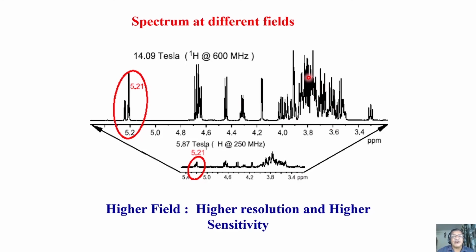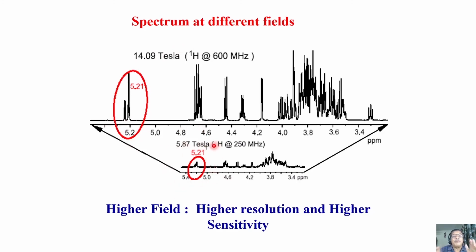This is what we were discussing all along. As you go to a higher magnetic field, you get better resolution, and the sensitivity also goes as a power of 3 by 2 of the magnetic field. Look at this particular region which is highlighted here, 5.21 ppm. Look at this one. We had such a very good resolution you could see at 600 megahertz, which you don't see in 250 megahertz.